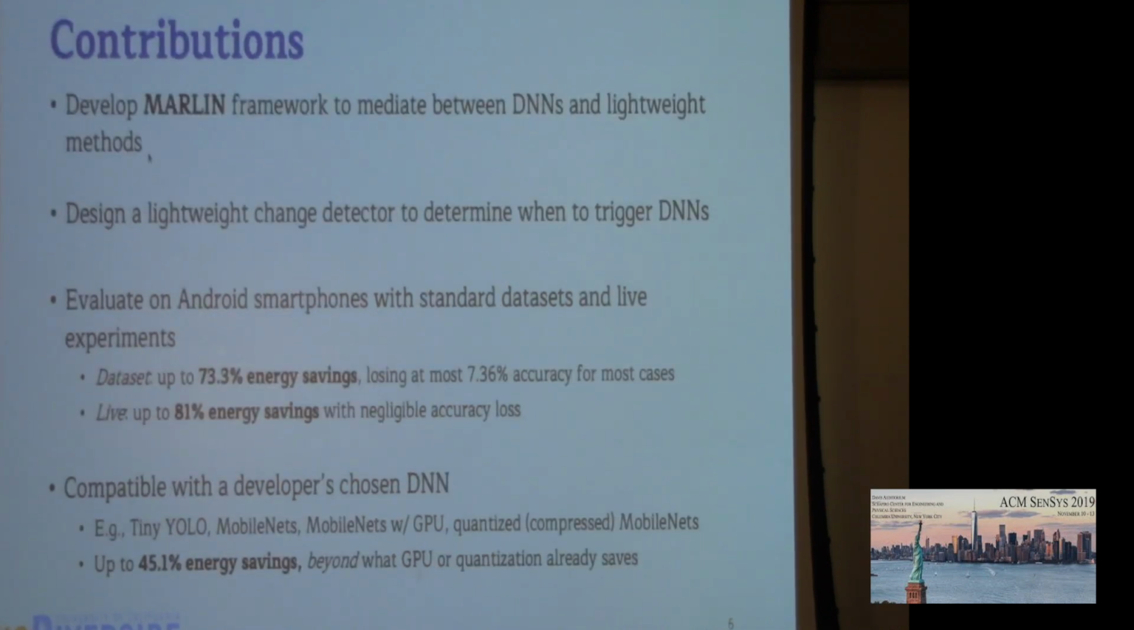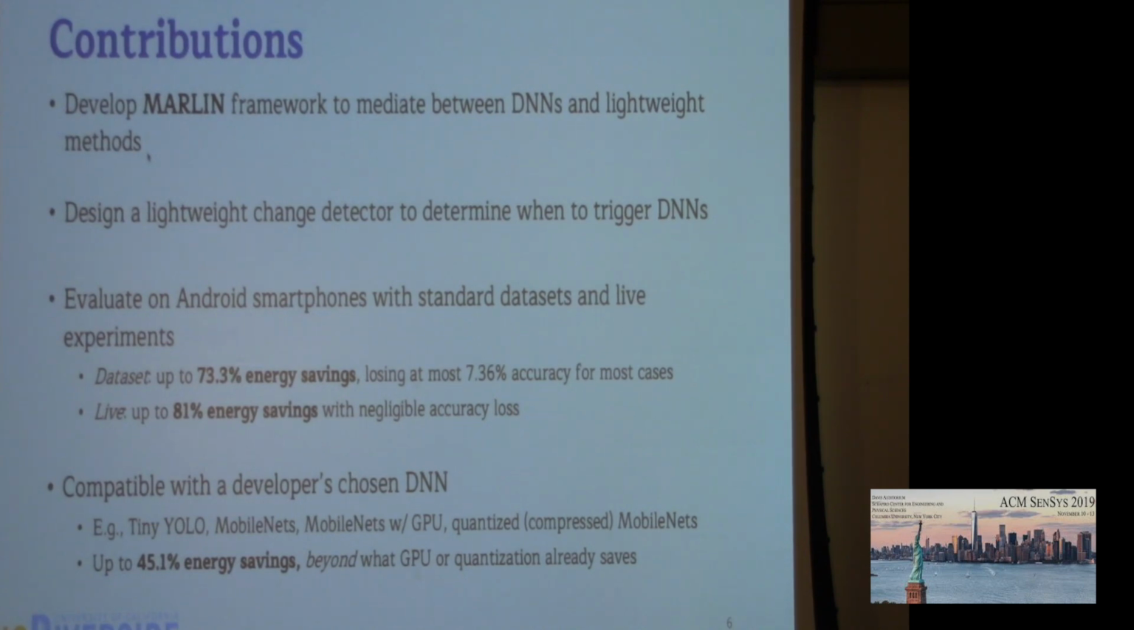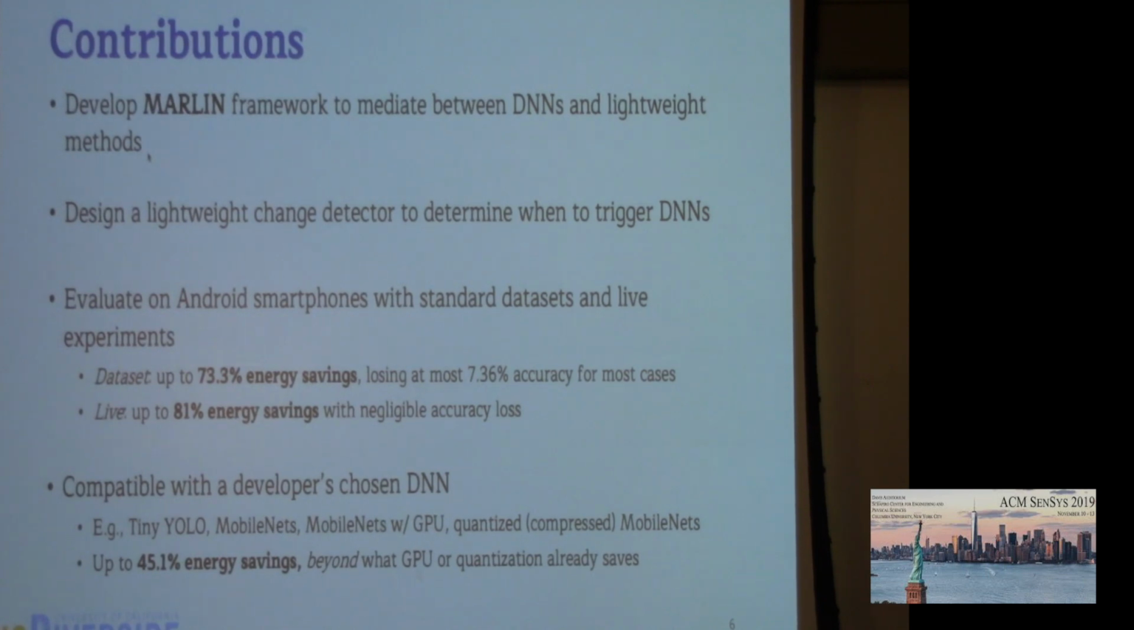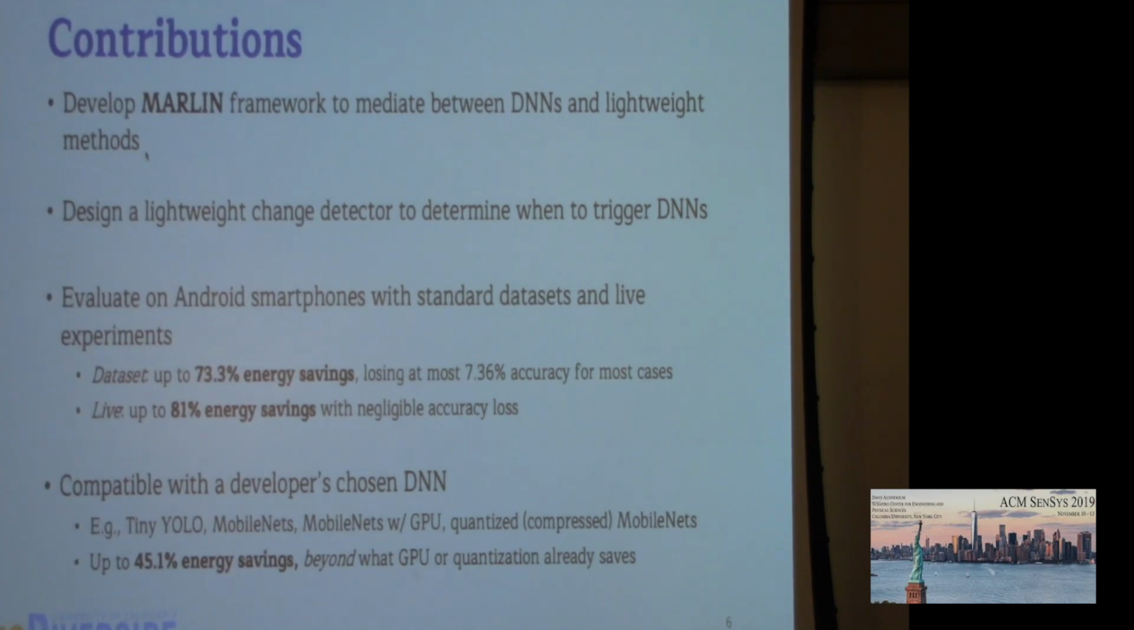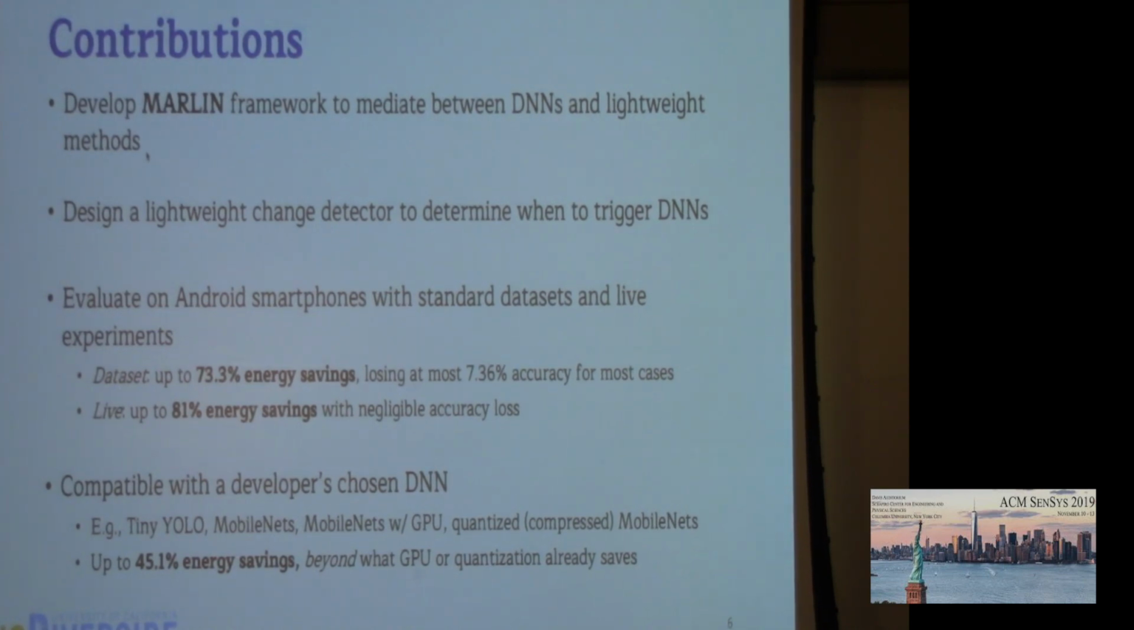So we have the following contributions. We developed a framework called MARLIN to mediate between DNNs and lightweight methods. We design a lightweight change detector to determine when to trigger DNNs. We evaluate MARLIN on Android smartphones using standard datasets and with live experiments. On the standard dataset, we can save up to 73% of the energy by using our system, and on the live experiment, we can save up to 81% of energy.